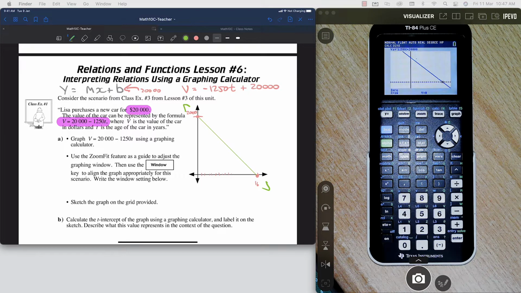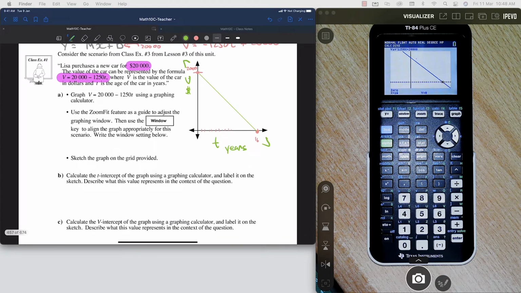It can't be worth negative dollars. So there we go. This is going to be t, and that's going to be in years, and this is going to be the value, and it's going to be in dollars right here. Okay, let's move on to part B.